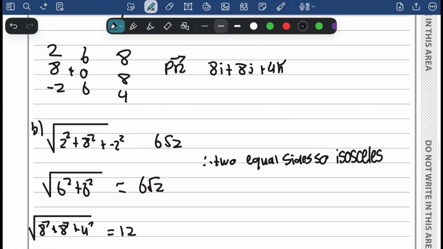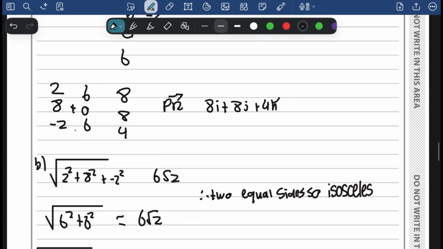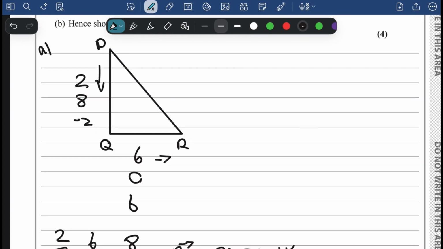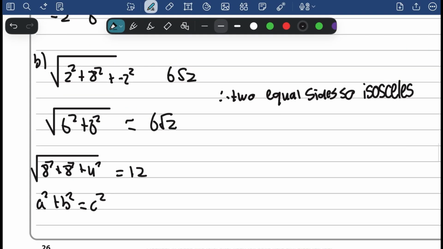But we want to show that it's right angled. And what do we know about right angled triangles? Well, we know that a squared add b squared equals c squared, right? In a right angled triangle. So if we take lengths, here we say PQ is going to be A, and QR is going to be B, and the hypotenuse will be C, right? So we can then just say, to test if it's right angled, we can say 6 root 2 squared add 6 root 2 squared should equal 12 squared if it's right angled, right? Because A squared add B squared.